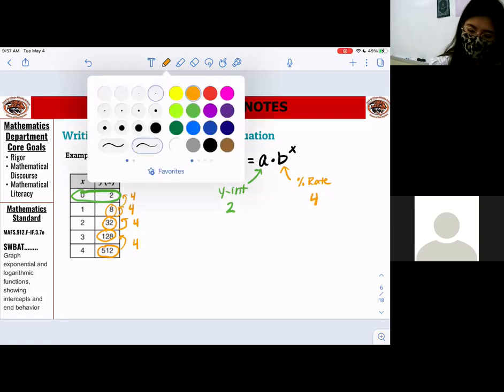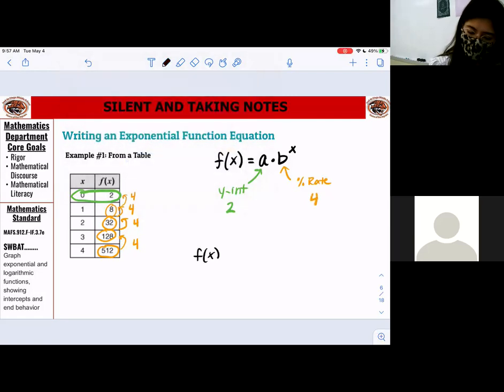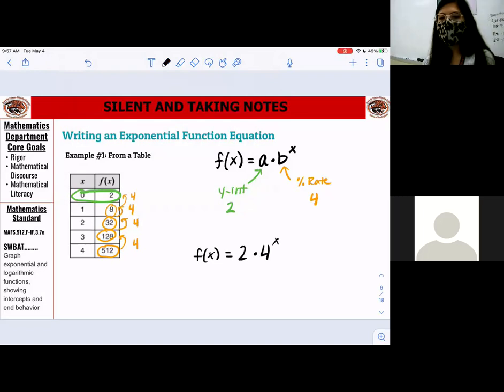So when I want to write my equation, it's going to be f of x equals 2 times 4 to the power of x. And can I get rid of any of them, or is that my simplified final answer? Simplified, right? Can I do this? Yes. You said no first, then you changed it to yes. No. Why not?